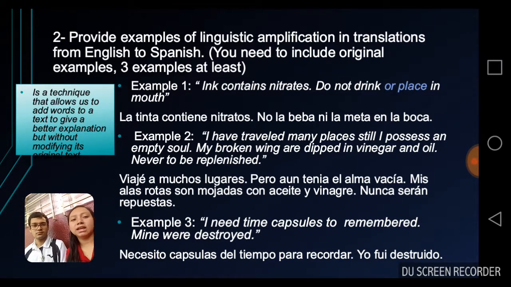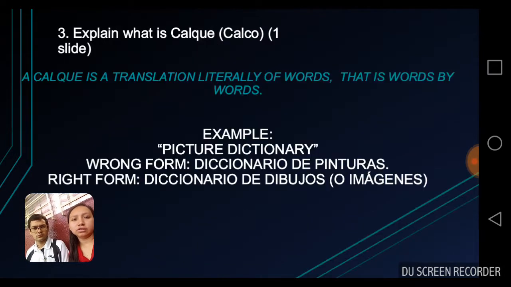Example number 3. I need time capsules to remember it. Mine were destroyed. Necesito cápsulas de tiempo para recordar. Yo fui destruido.